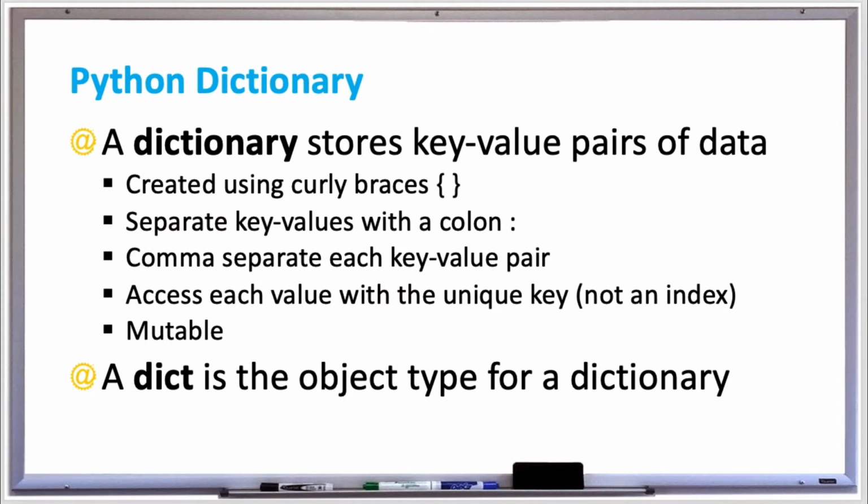In Python, a dictionary stores data as key value pairs. Like a real dictionary book, when you look up a word for the definition, the word is the key and the definition is the value. The object type for a dictionary is called a dict.